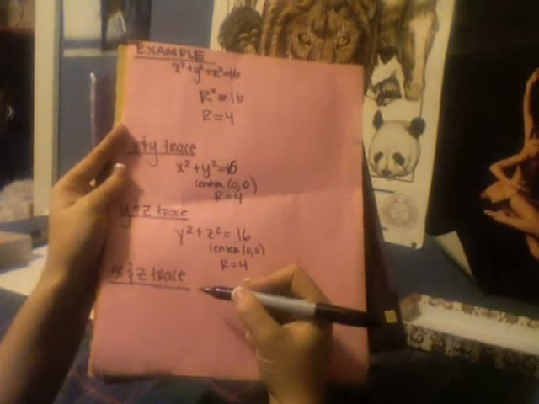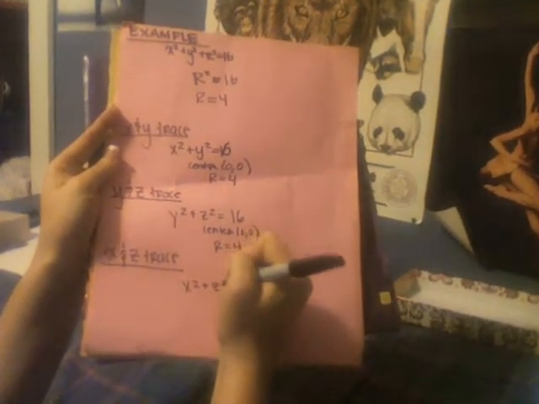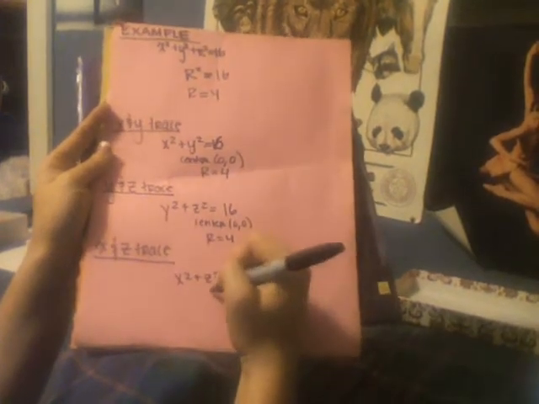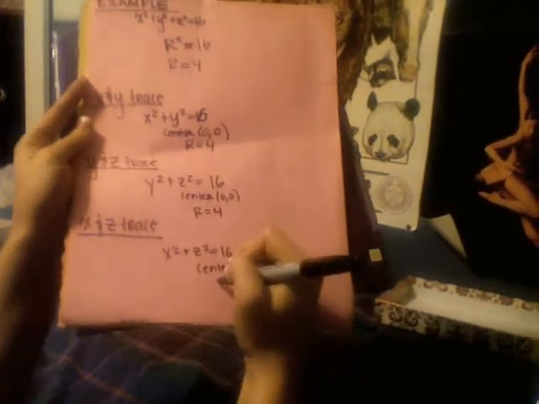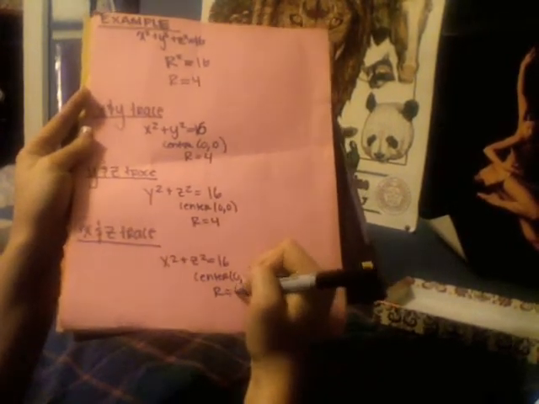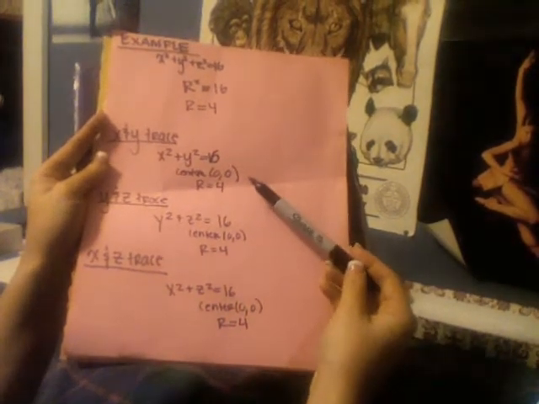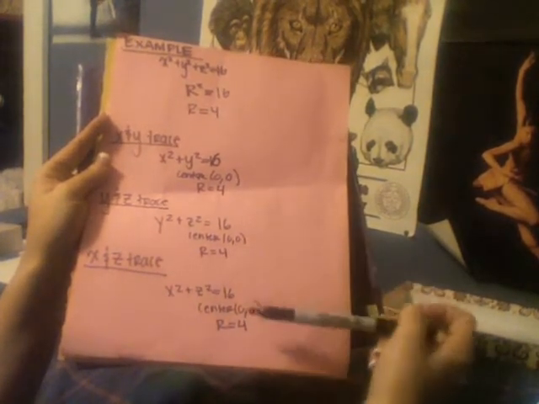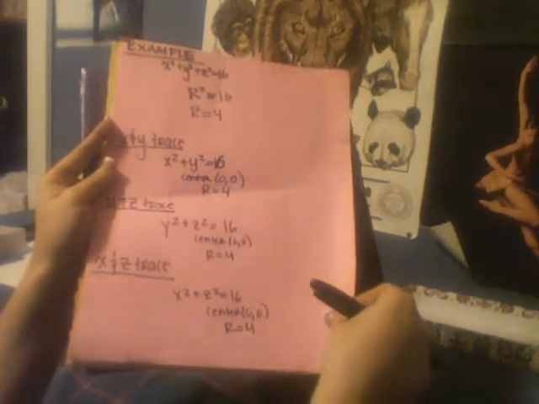Okay, our last trace is the x and z trace. So we're going to get x^2 + z^2 = 16. Center, again, at 0, 0. And a radius equal to 4. So in total, we have 3 circles, 1, 2, 3, each centered at 0, 0, with a radius of 4.